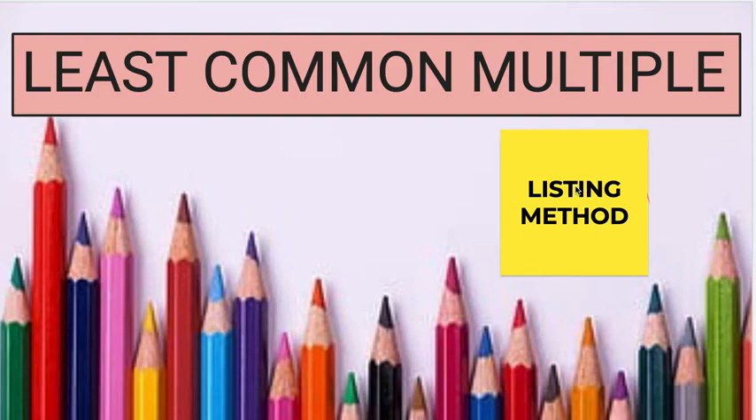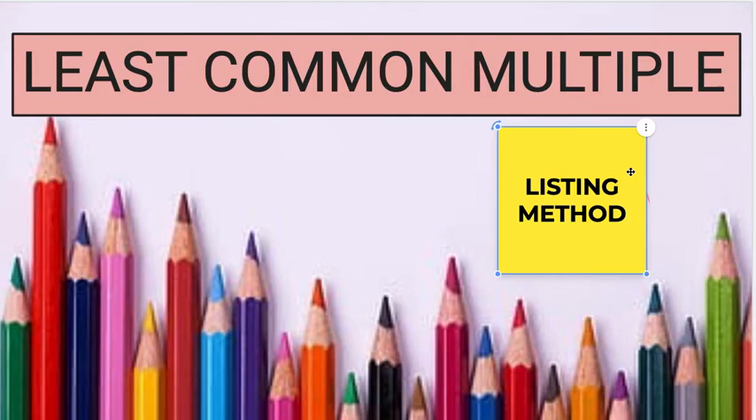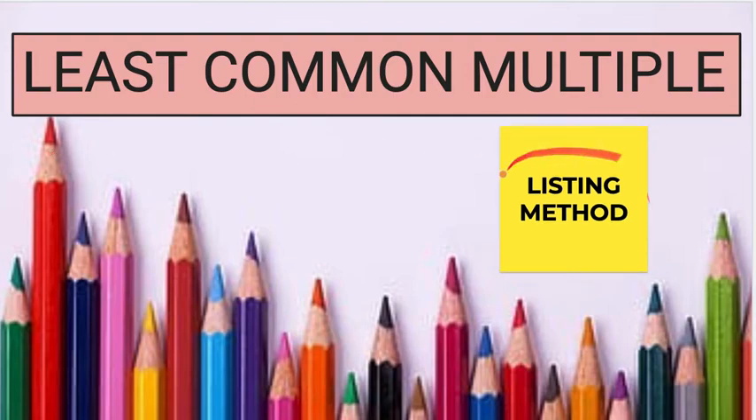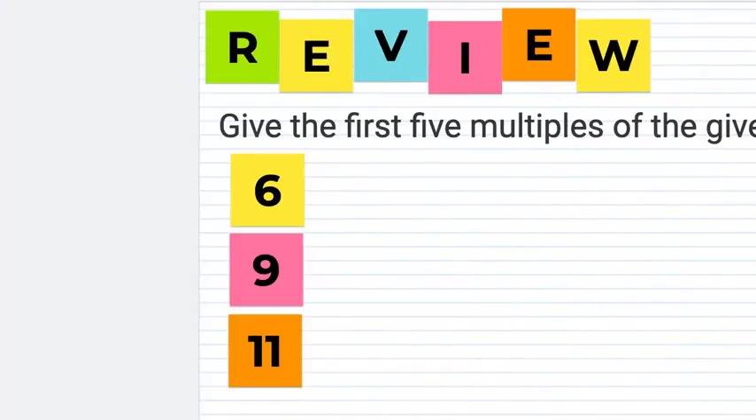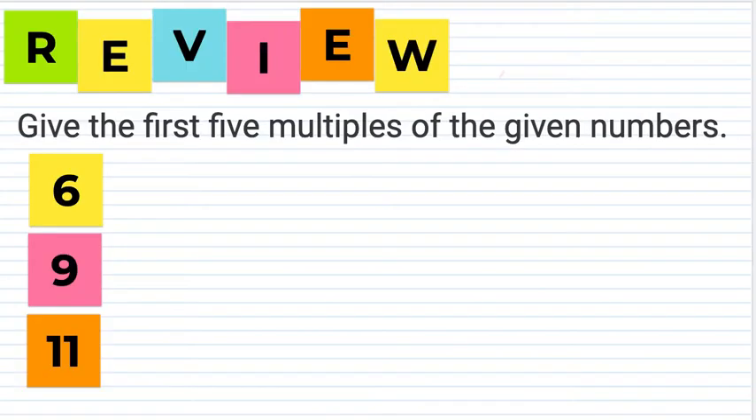We are discussing all about least common multiple. And now we will be using the listing method and finding the least common multiple of the given numbers. So let's have it here. Before we start with the discussion, let's try to review first. Give the first 5 multiples of the given numbers.